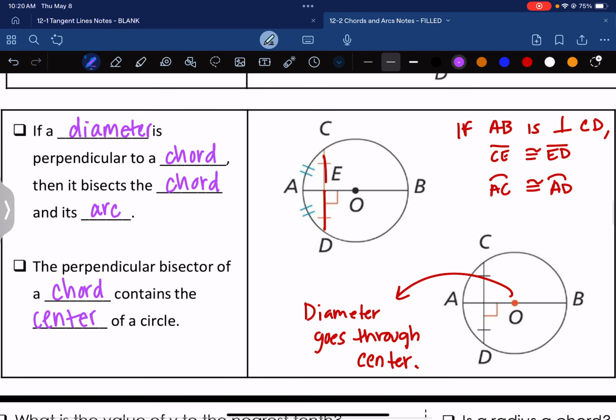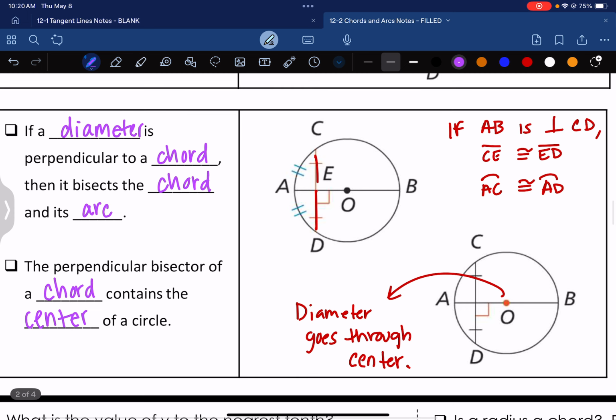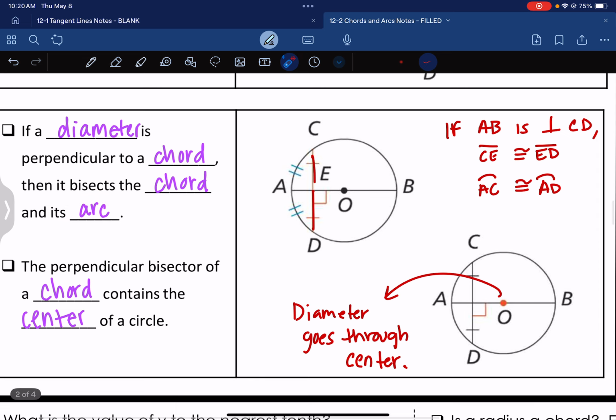Here's the next one right here. This one's kind of a lot to write, so just pause the video real quick, write it down. All right, so it says, if a diameter is perpendicular to a chord, the perpendicular means you have a right angle, then it bisects the chord and the arc. Bisect means to cut in half. So if this chord and this chord are perpendicular, then it's going to bisect it. It's going to cut it exactly in half. So if this is 5, this will be 5. And if this is 10 up here, this will be 10 up here.